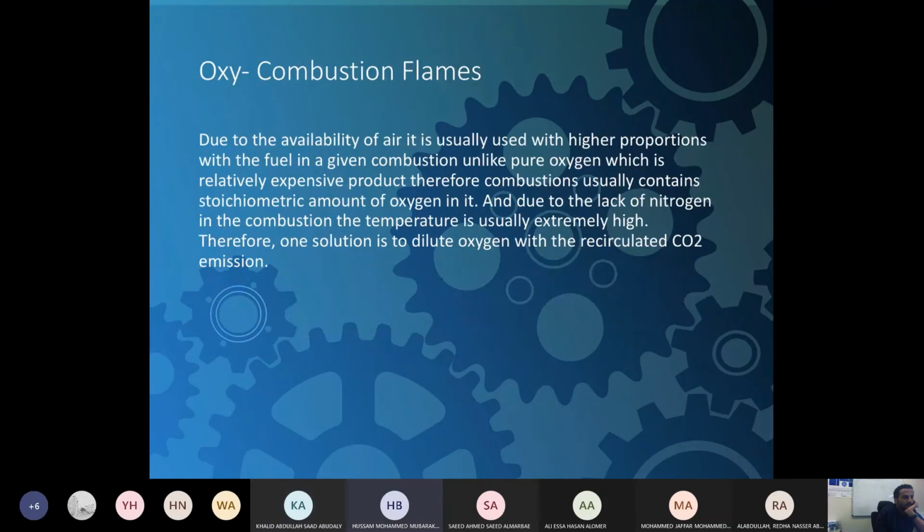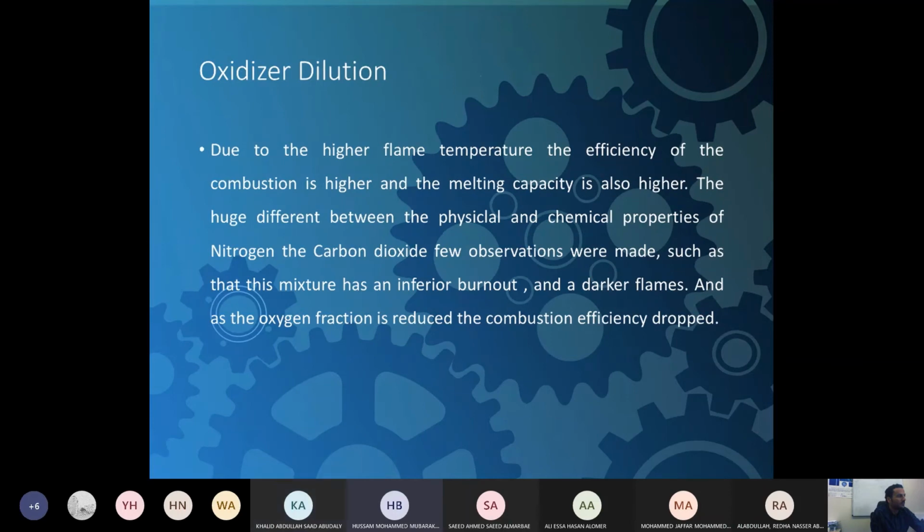Due to the availability of air, we usually use air in combustion, unlike pure oxygen, which is relatively expensive. When you use oxygen, we go with the stoichiometric amount of oxygen, and due to the lack of nitrogen in the combustion, the temperature is extremely high. To avoid this high temperature, one of the solutions is to dilute the oxygen with recirculated CO2 emission to reduce the temperature.